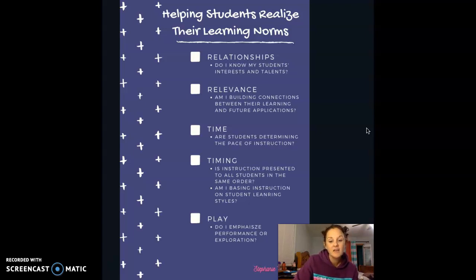Next is play. Do I emphasize performance or exploration? Do students have the freedom in my classroom to really dive deeper into concepts and subjects that they're really enjoying? Do they have room to experiment with things? Is there room for error? Can they make mistakes and still feel successful? Or am I basing everything on their performance and then pushing them to reach perfection?